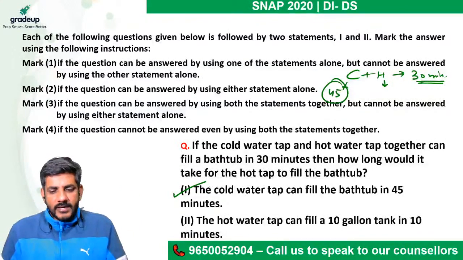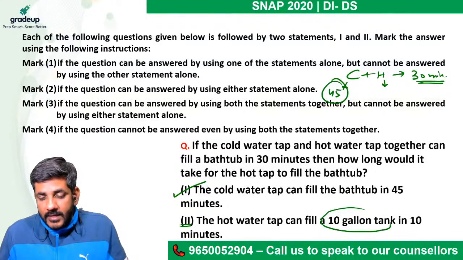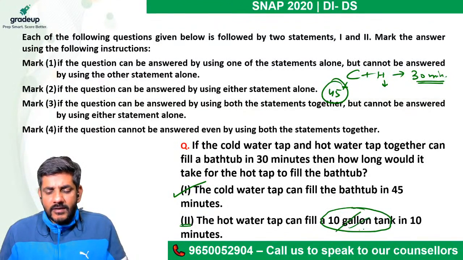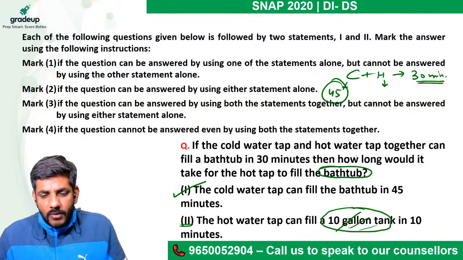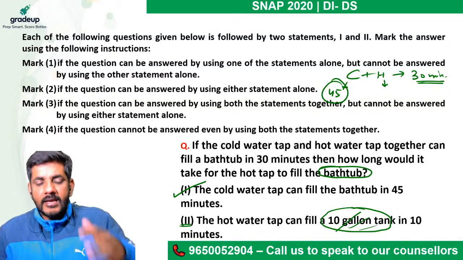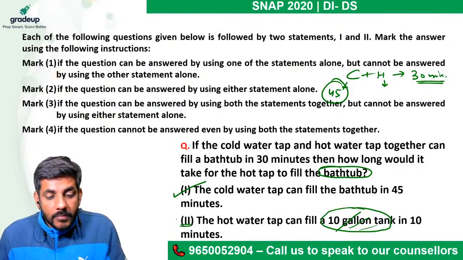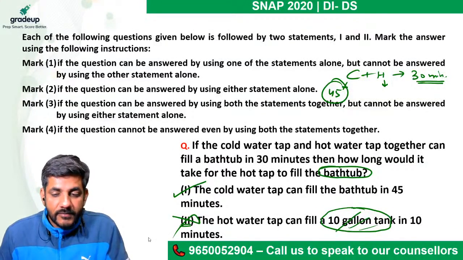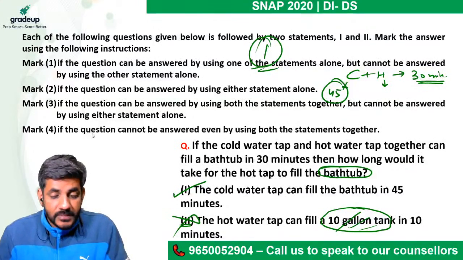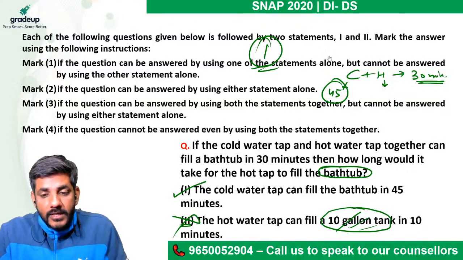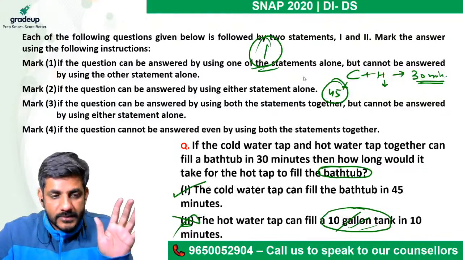So statement 1 is surely sufficient. Now let's look at the second. The hot water tap can fill a 10-gallon tank in 10 minutes. What is a 10-gallon tank? We do not know. Here we are talking about a bathtub. The question is asking about a bathtub. So it can fill a 10-gallon tank in 10 minutes, but in what time can it fill the bathtub? That cannot be figured out from the second statement. Therefore option 1 should be the answer, because statement 1 is sufficient to answer my question and statement 2 cannot answer.